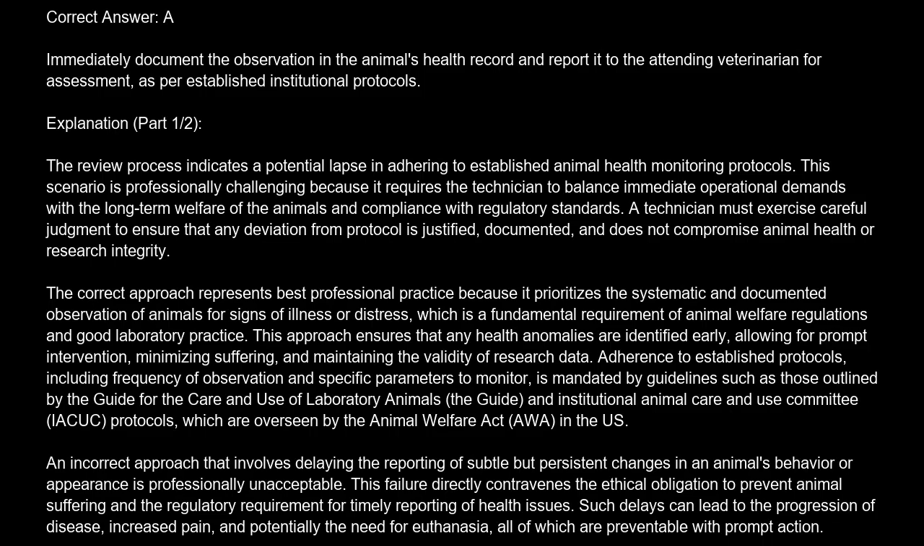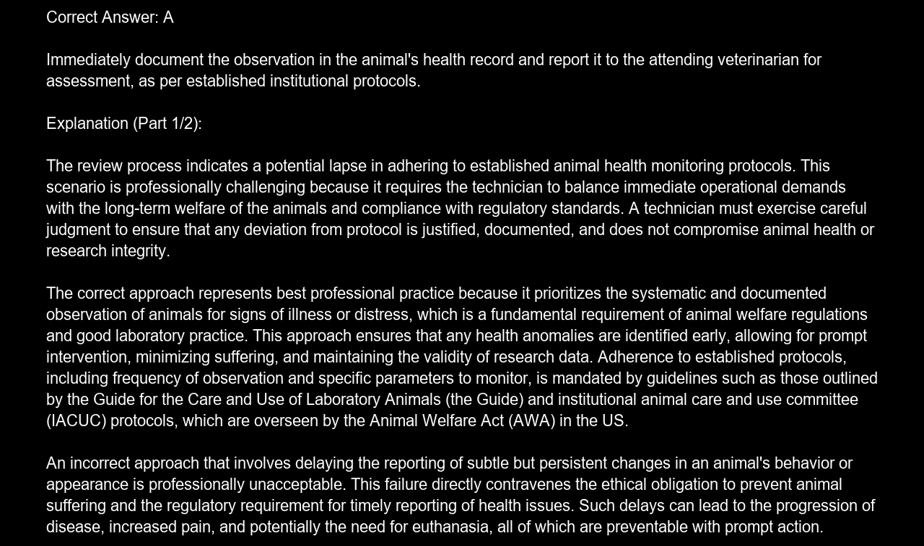The correct answer is A. Immediately document the observation in the animal's health record and report it to the attending veterinarian for assessment, as per established institutional protocols. Explanation: the review process indicates a potential lapse in adhering to established animal health monitoring protocols. This scenario is professionally challenging because it requires the technician to balance immediate operational demands with the long-term welfare of the animals and compliance with regulatory standards.